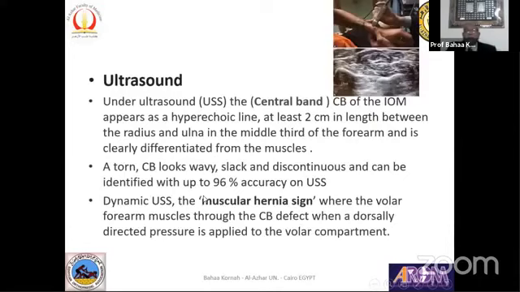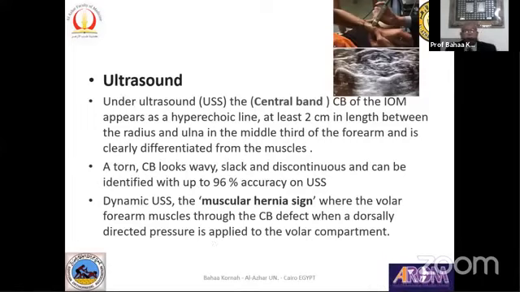What about other modalities? We have ultrasonography, which is a very nice tool. Under ultrasonography, the central band of the interosseous membrane can be visualized, but in the torn state, the central band looks wavy, slack, and discontinuous, and it can be identified with up to 95% accuracy on ultrasonography. What about the dynamic? We have dynamic ultrasonography.